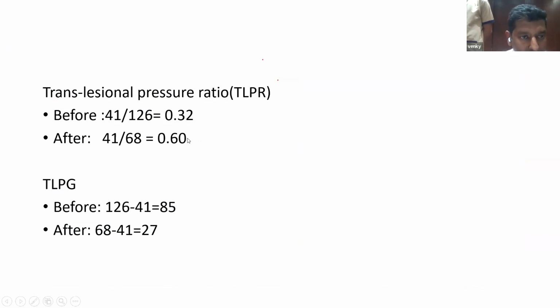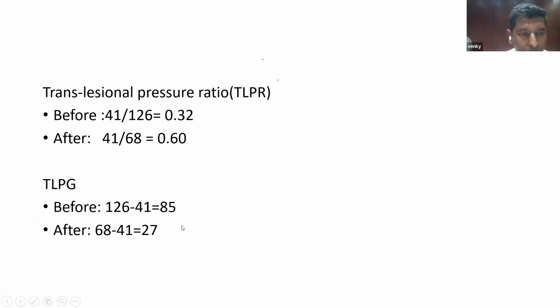If the lesion is not significant, the ratio should approach one. In fact, one of the markers of a successful angioplasty is a translesional pressure ratio of more than 0.5 after angioplasty. So it is 0.6 in our case. And the translesional pressure gradient is the numerical difference in pressure. So that is 126 minus 41, about 80 before the stenting, and it has fallen down to 27 after stenting.